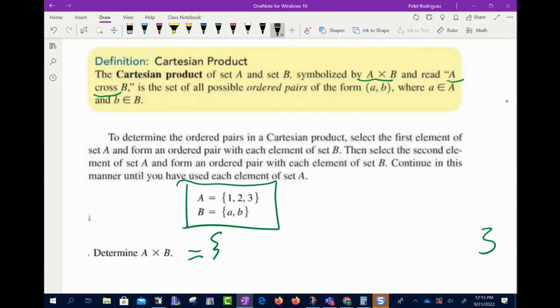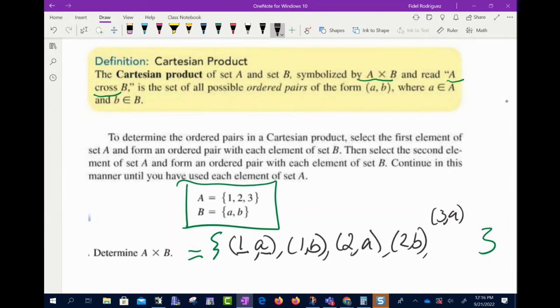Now, what we're writing here, you guys, are pairs. We're going to make every possible pair where the first spot is going to be something in A and the second spot is going to be something in B. What I mean by that is, let's go 1 in A, and then 1 in B. And then we're going to go 2 in A, and 2 in B. And we're going to do this 2 more times.